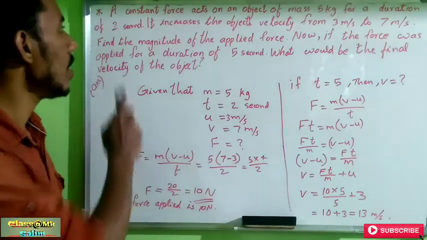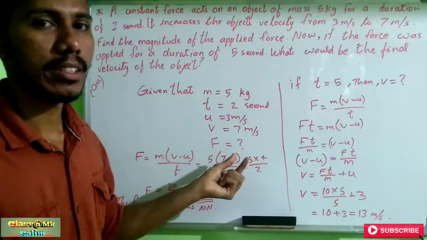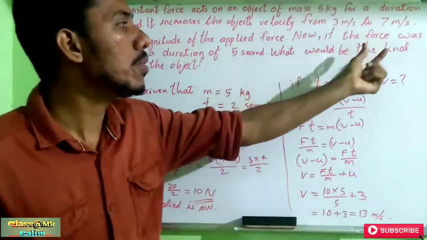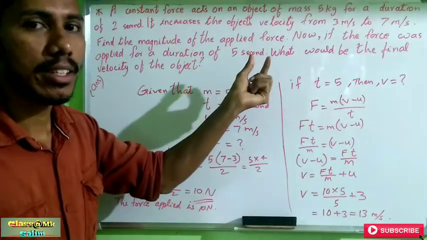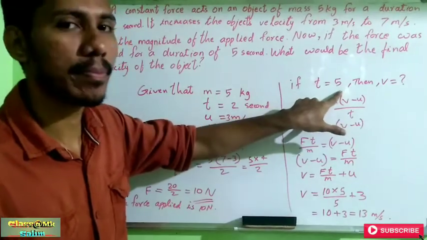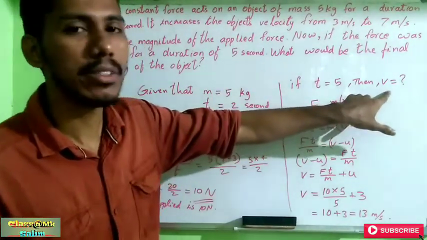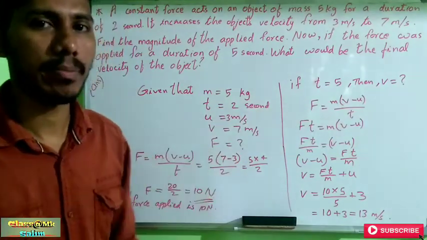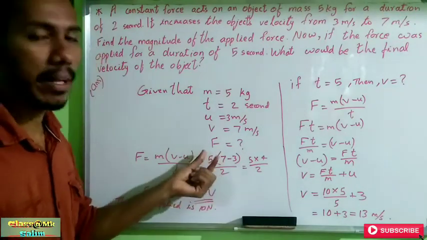Then find the magnitude of F. F is equal to what? It is the question. F is to find. Then now if the force was applied for a duration of 5 seconds, if t is equal to 5 seconds, then what would be the final velocity? Then find the final velocity. That is the question. So first find this applied force.